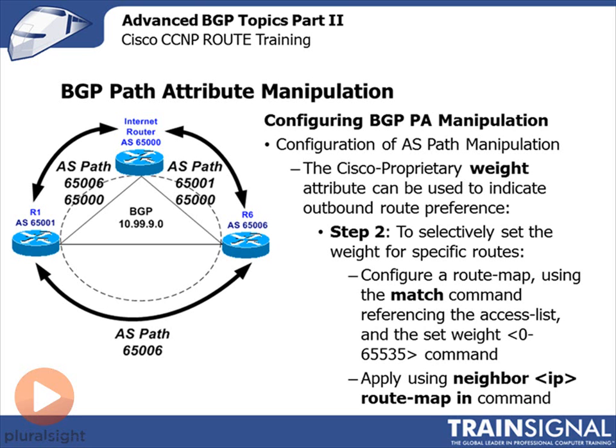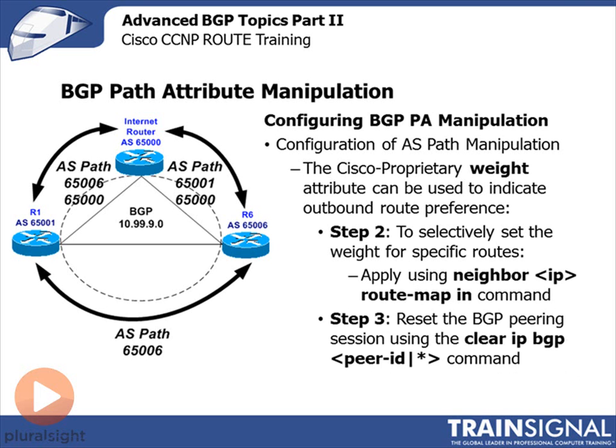And then the set designation is going to be something between 0 and 65535 to give you the weight command. Then once you've constructed the access list and the route map, you apply that again to a specific neighbor using the neighbor peer IP route-map in command. Because from the perspective of the router, you want the routes coming in from that neighbor to have that particular weight attribute set. And again, remember to reset your peer relationship using the clear ip bgp peer command.